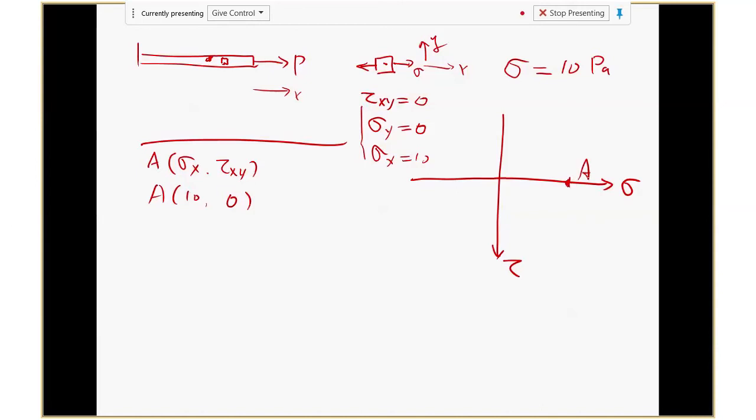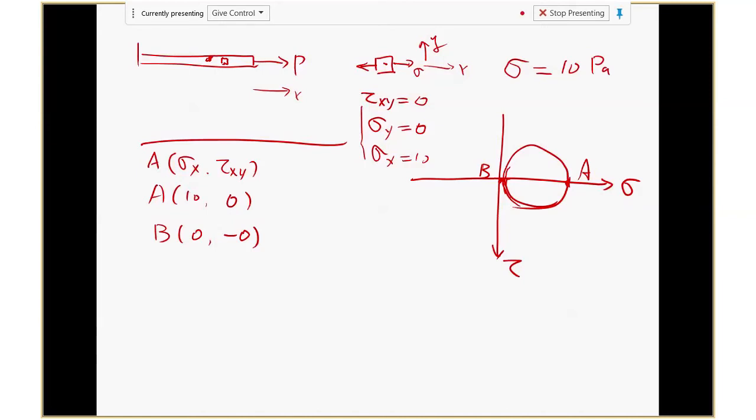So that's point A. Now, where's point B? B is supposed to be sigma y and negative tau x y. Okay, where is this point? It's right here. Point B here. Now, can we draw the circle? Yes, AB is a diameter, so we draw the circle. It needs to pass through the origin on the x axis, so this way. So that's a Mohr circle.